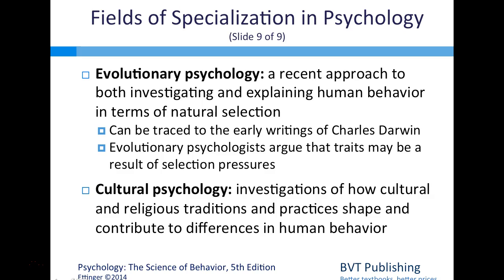Evolutionary psychology. This is a recent approach to both investigating and explaining human behavior in terms of natural selection. Can be traced to the early writings of Charles Darwin. Evolutionary psychologists argue that traits may be a result of selection pressures. And cultural psychology. Investigations of how cultural and religious traditions and practices shape and contribute to differences in human behavior.